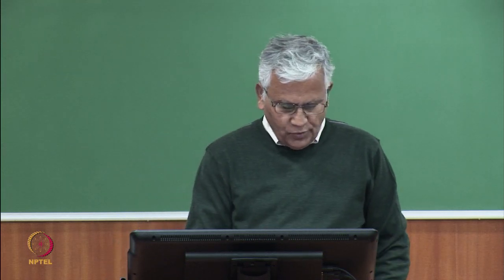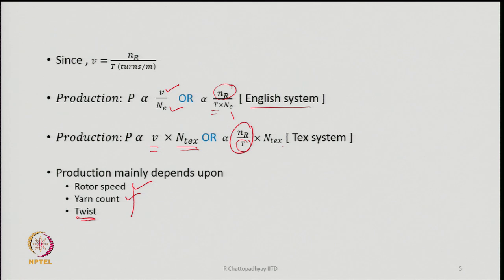The other thing is the count of the yarn, and its relation with the production. If it is in tex system, then it is directly proportional, and in the case of indirect systems of yarn counting, it will be inversely proportional. But generally we can say that when other things remain constant, the coarser the yarn, the more will be the production. So, these are the three important parameters: rotor speed, yarn count and twist. These parameters affect the production rate.